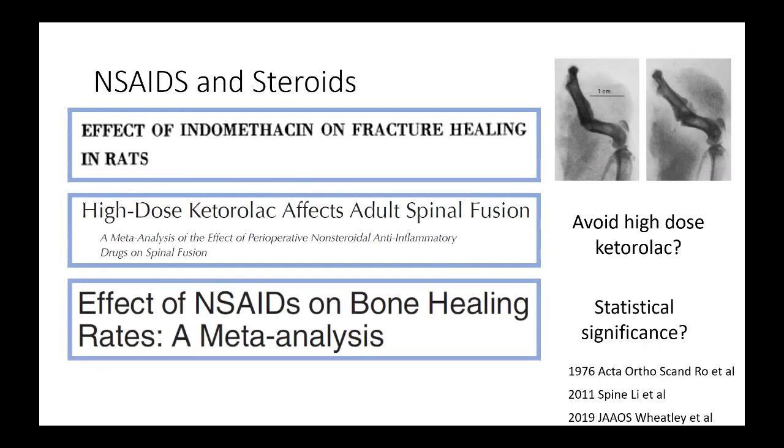Dr. Wheatley did a meta-analysis of 26 studies on bone healing and anti-inflammatory use. This is a more recent meta-analysis, and it was all comers, so not just spine, but fracture healing, long bone fractures, etc. His sub-analysis of the spine included 1,100 patients, and those who had been exposed to anti-inflammatories did demonstrate delayed union, non-union, or pseudarthrosis.